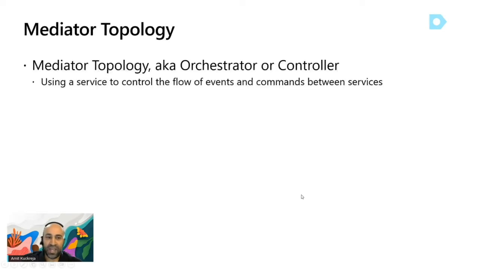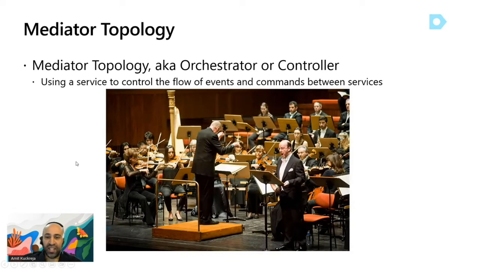Now, the next one is the mediator topology, sometimes called the orchestrator or controller. This is where you use a service to control the flow of events and commands between services. The analogy here is that it's like a conductor in an orchestra. The conductor is standing in the middle, and he or she is signaling to each of the musicians when to start playing, what to start playing, and the like.